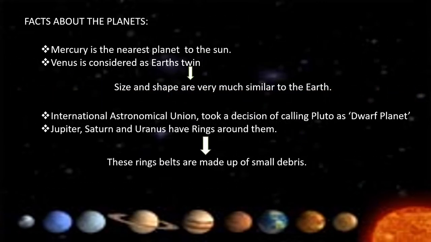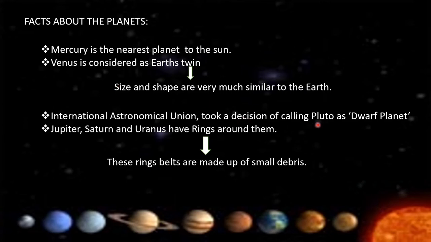Now here are a few facts about the planets. Let us see what the facts about the planets are. So Mercury is the nearest planet to the sun, which we have already seen, because it is first in the sequence. Now Venus is considered Earth's twin. Why is Venus considered Earth's twin? It is because the size and shape of Venus is very similar to that of Earth. So that is why it is also called Earth's twin. So it can be asked which planet is known as Earth's twin?